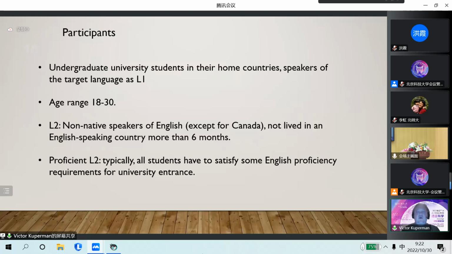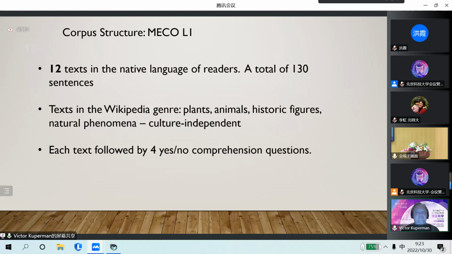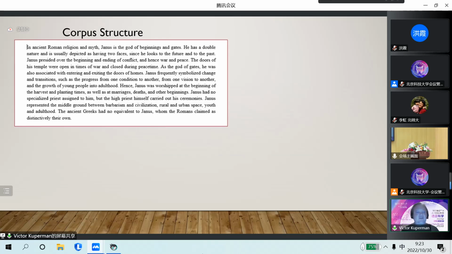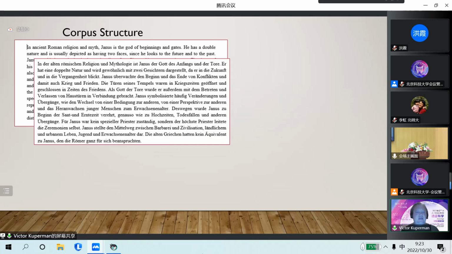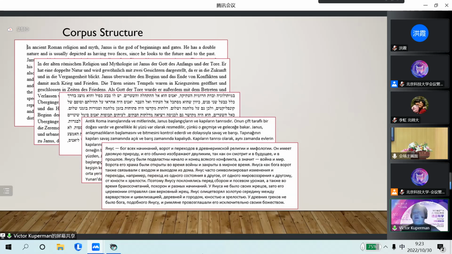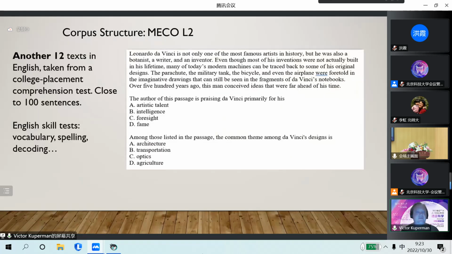So all of the participants were undergraduate university students in the age range of 18 to 30, and they were typically proficient readers of English as well. So they were good readers of English as a second language. MECO L1 had 12 texts in the native language of readers. Texts were in the Wikipedia style, followed by yes/no comprehension questions. And we would take an English text and have it translated into all kinds of languages. And this is what the L1 reading would look like in the respective language of the country.